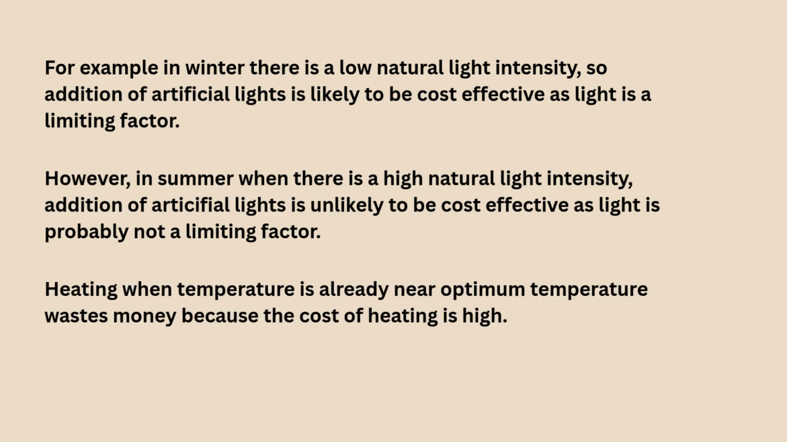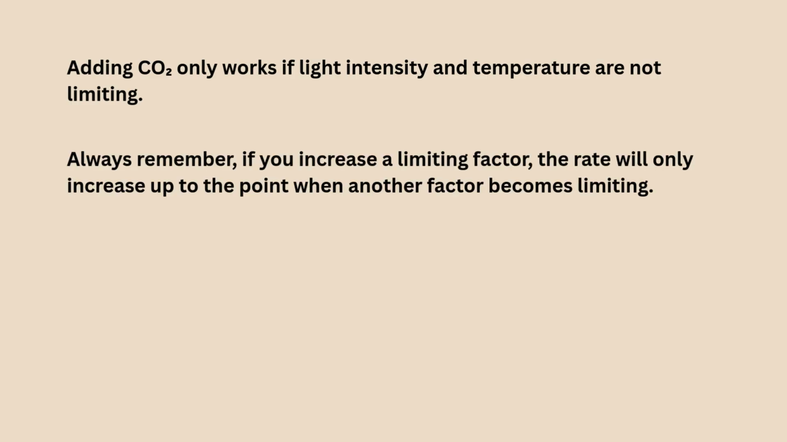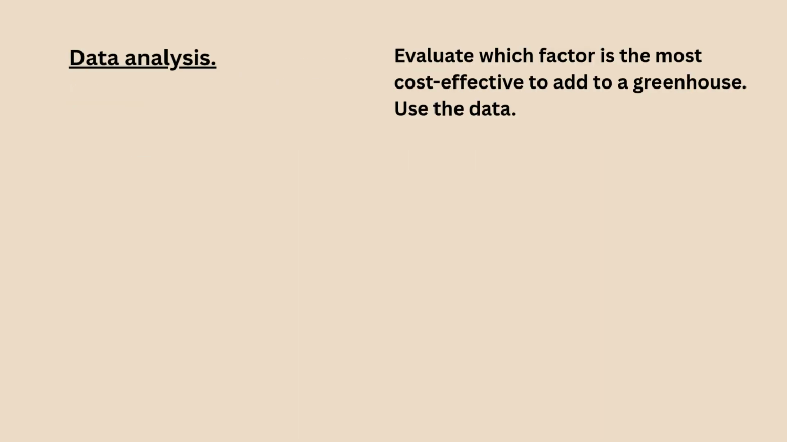Heating. When the temperature is already near the optimum temperature, this would waste money because the cost of heating is high, and you would only get a small gain in the rate of photosynthesis or the yield. Adding carbon dioxide only works if light intensity and temperature are not limiting. Always remember, if you increase a limiting factor, the rate will only increase up to the point where another factor then becomes limiting. You may have to use data analysis for some exam questions.